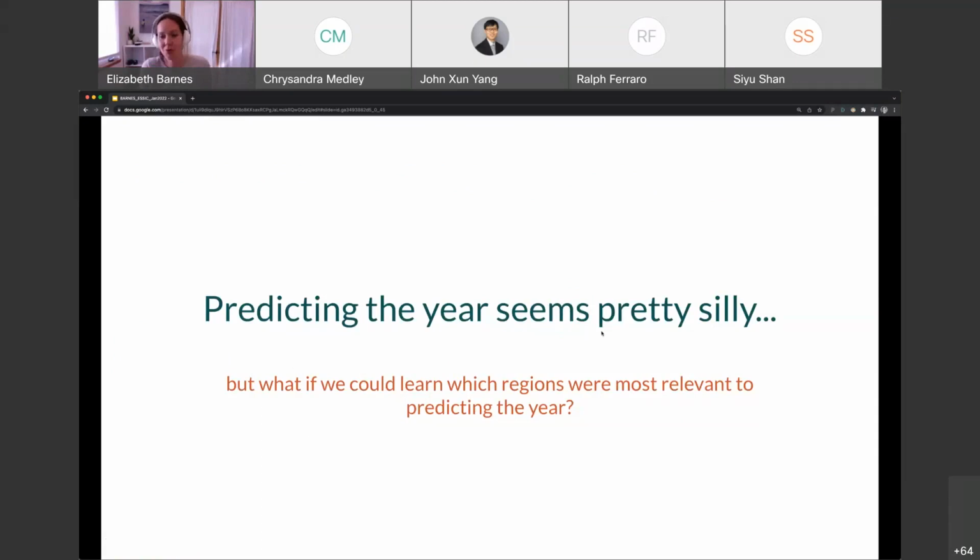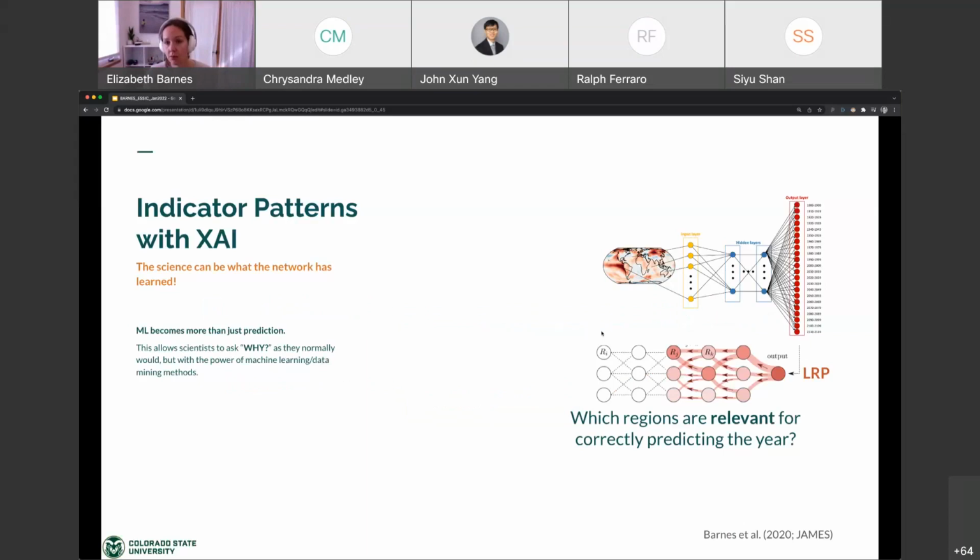But what I want to know is, how did the network predict the year? What did the network use in those maps to determine the correct year? And in doing so, I can start to learn reliable indicators of forced change. Specifically, once my network makes a prediction of the year, I can use this heat map method, this LRP method, to track back through the network and give me a heat map, a literal map of the globe, to tell me which regions were most relevant for correctly predicting the year.